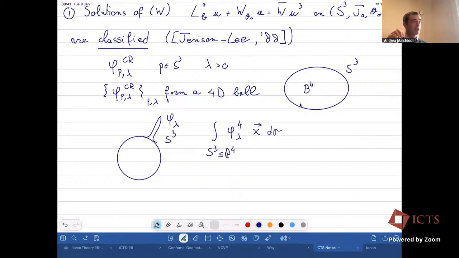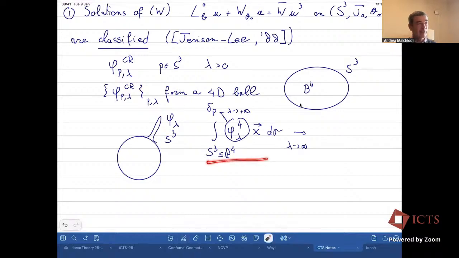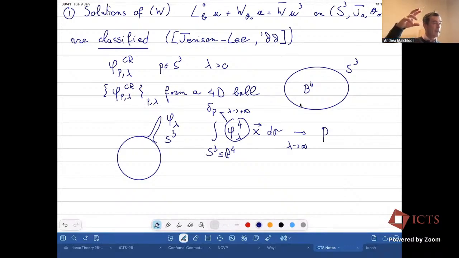So when lambda goes to infinity, this is converging weakly to a Dirac mass at the point P. And therefore the weighted center of mass is converging to P when lambda goes to infinity.